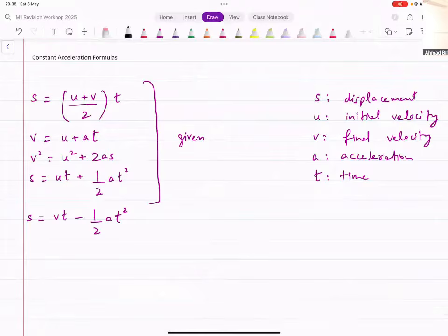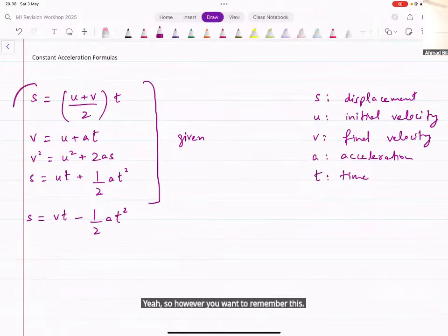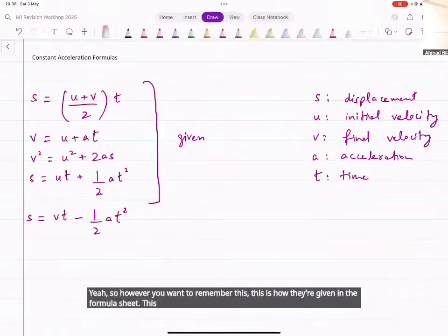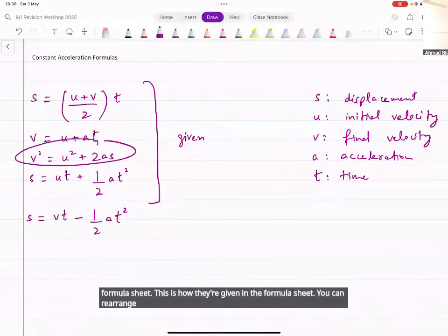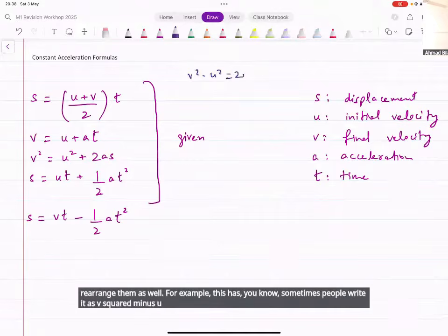However you want to remember this, this is how they're given in the formula sheet. You can rearrange them as well. For example, sometimes people write it as v² minus u² equals 2as. That's also fine. However, you can remember this. They're also given in the formula sheet.